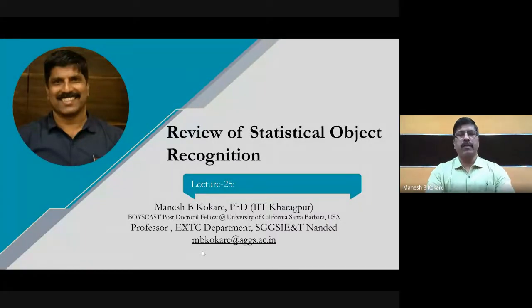Already we have started our fourth chapter, and in the last two lectures we have studied knowledge representation, in what way low level and high level knowledge representation is done in computer vision for object recognition and so on. Now, in this lecture, we'll be talking about a review of statistical object recognition, and at the end, we'll see the difference between the structural and statistical approach, or syntactic and statistical approach, for pattern recognition or object recognition.